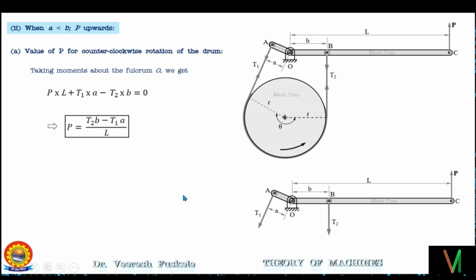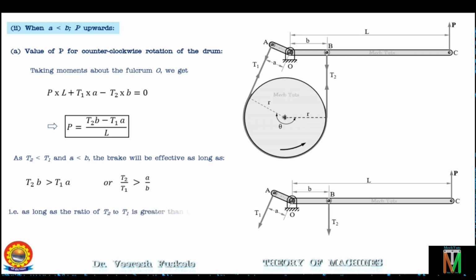Now here also, T2 is less than T1 and B is greater than A. So this brake will be effective as long as T2B is greater than T1A, or T2 by T1 is greater than A by B. So this brake will be effective as long as the ratio of T2 to T1 is greater than A by B.